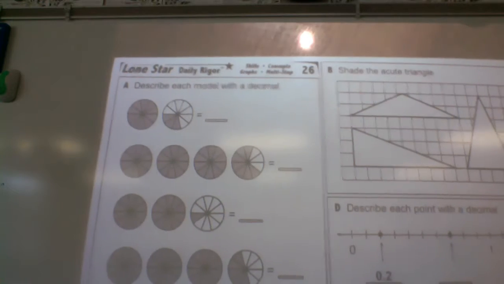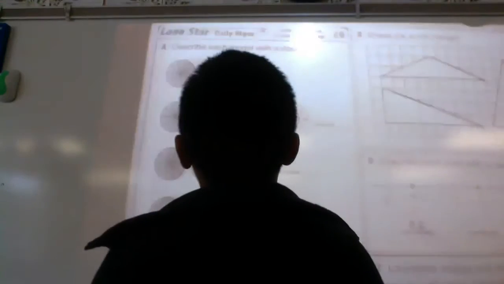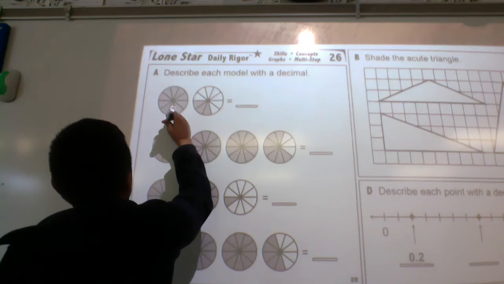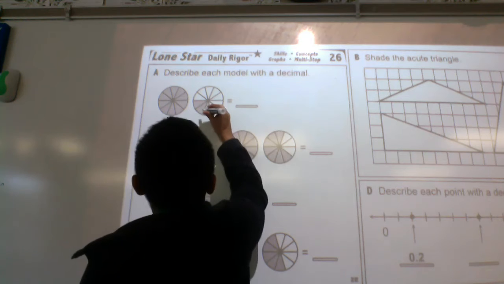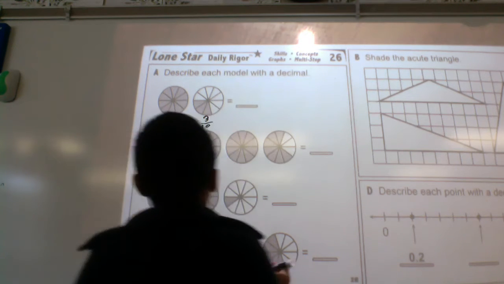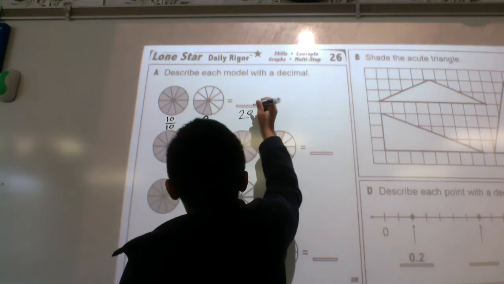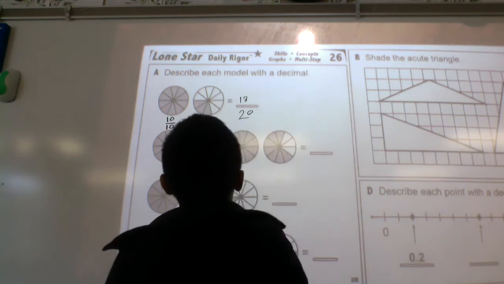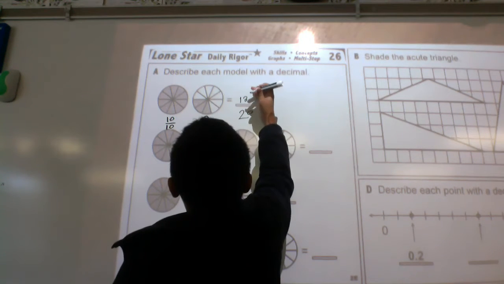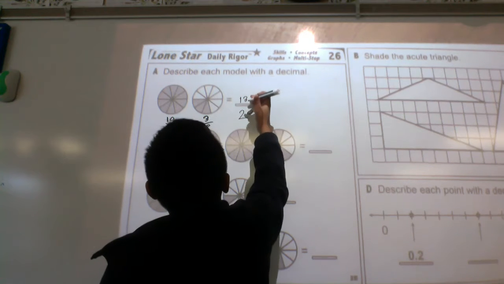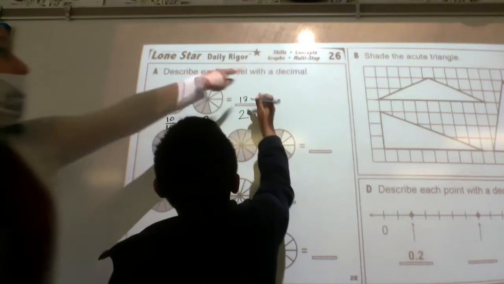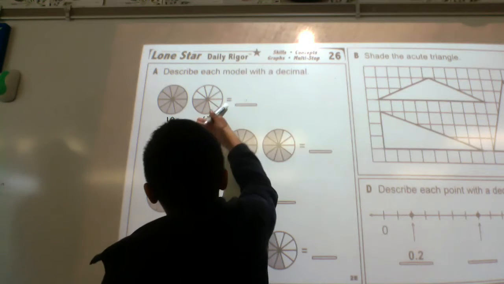Let's start with letter A. It says describe each model with the decimal. So they give you fractions shaded, and you're going to write a decimal. And if we're doing it up here, you better have it all on your paper too, okay? Did you put a decimal point? No. So he did a fraction. So you wrote 13/20ths? No, it says a decimal, not a fraction. We're writing a decimal number.